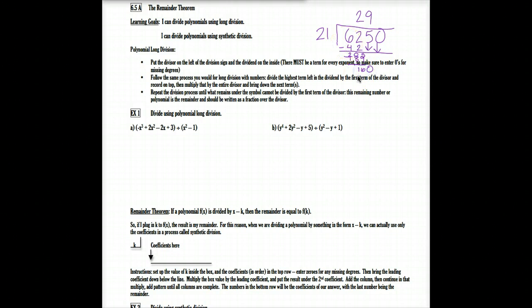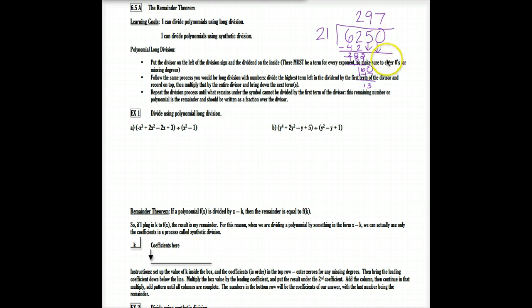So 160. So then you ask yourself, how many times does 21 go into 160? Well, almost 8, because 20 times 8 is 160. So this is a little short. It goes in 7 times. 7 times 21 gives you 147. So 160 minus 147 is 13.